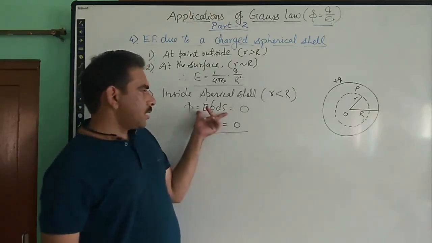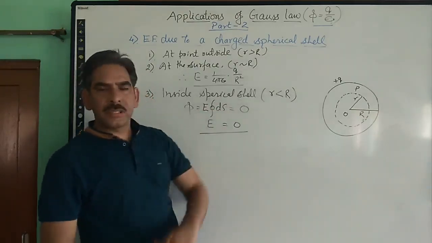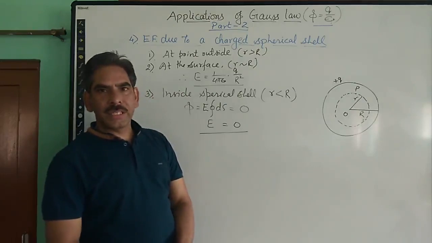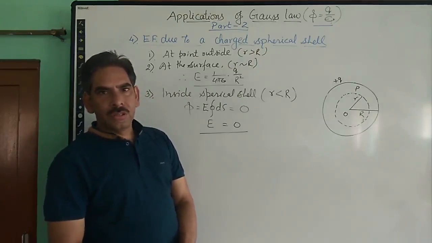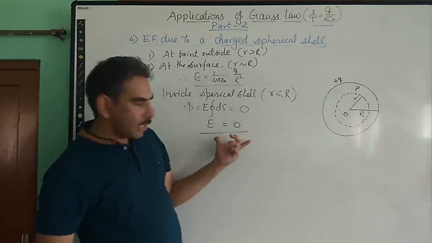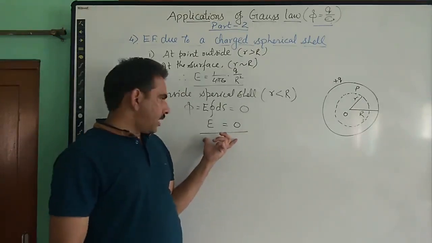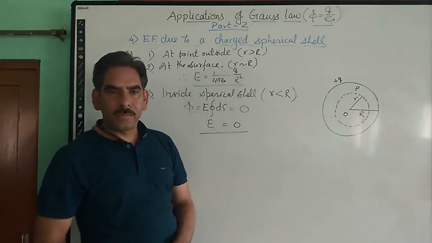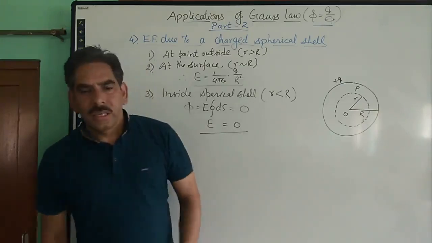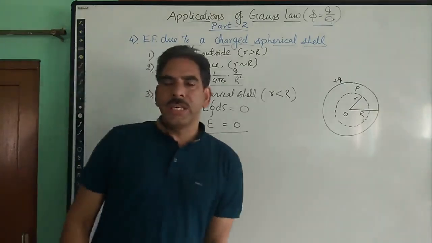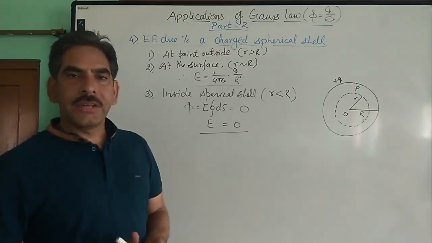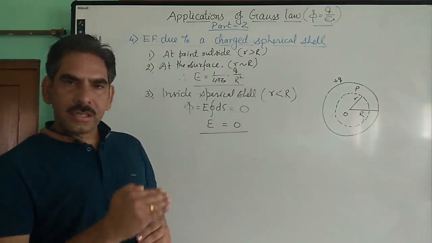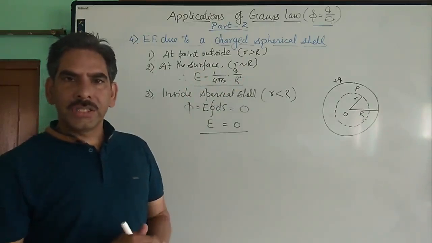Even if we find this, because the electric field inside a spherical shell is 0, and hence Gauss law also answers this concept that the electric field inside a hollow spherical shell is 0. So these are the expressions for finding the electric field due to a charged spherical shell at different points: outside it, near the surface, and a point inside the spherical shell.